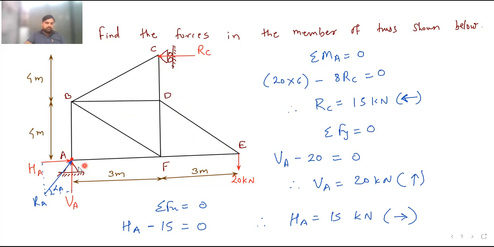Joint A. Okay, you can see joint A, joint C and joint E. Only two unknowns are there. If you think about E, the unknowns are ED and EF. If you think about C, then the unknown members are CB and CD. If you think about A, the unknowns are AB and AF. So from joint A, joint C or joint E, you can take any of the joints to begin with.